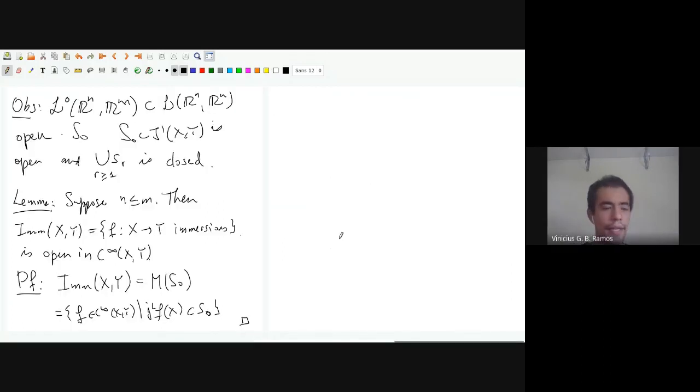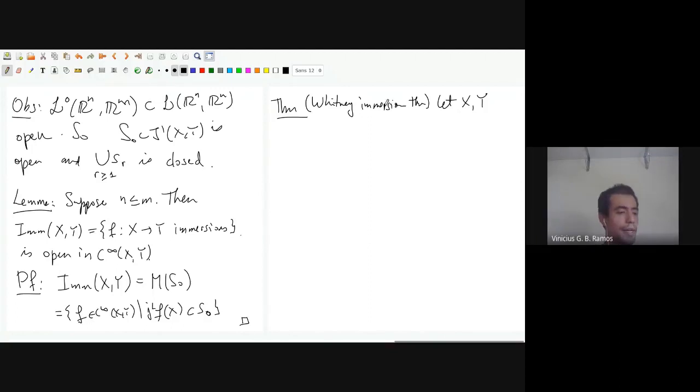Okay. So we just realized this set of immersions is an open set. And now we can prove the Whitney immersion theorem. So this theorem is the Whitney immersion theorem, which we already proved for compact manifolds, using just Sard's theorem. But now we actually can prove it in a much more general case.